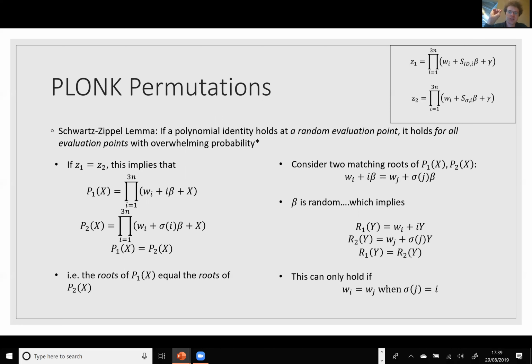Does anybody have any questions? Because I have to admit, I've never successfully explained the permutation check to anybody ever.